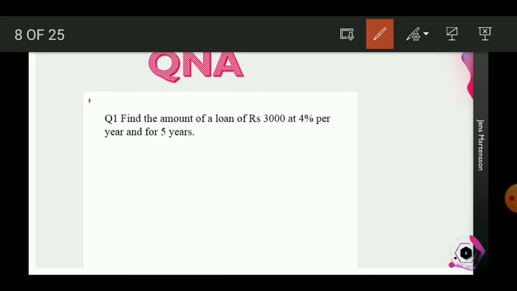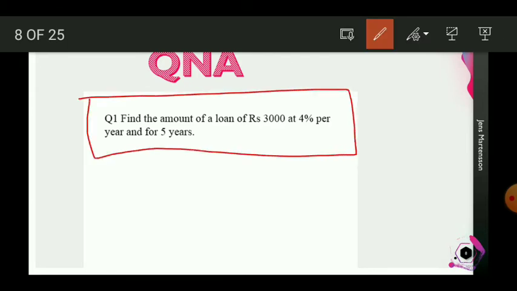So the very first question says that we need to find the amount of a loan of 3000 at 4% per year for 5 years. It is a cup of tea. It's very easy. It's extremely easy. Just a pie. So what it is saying is that we need to find the amount. Amount equals, let me write, P plus interest.